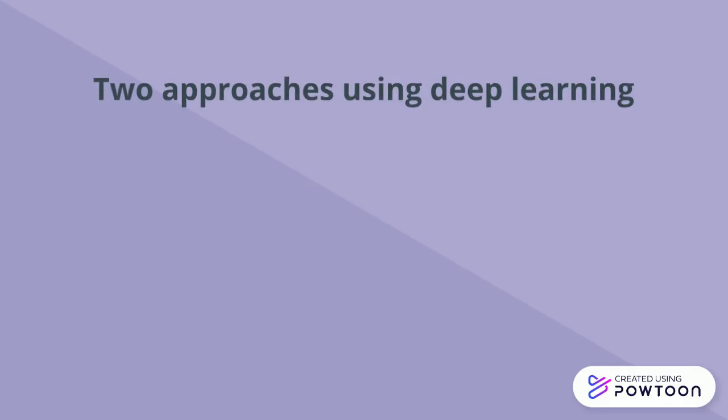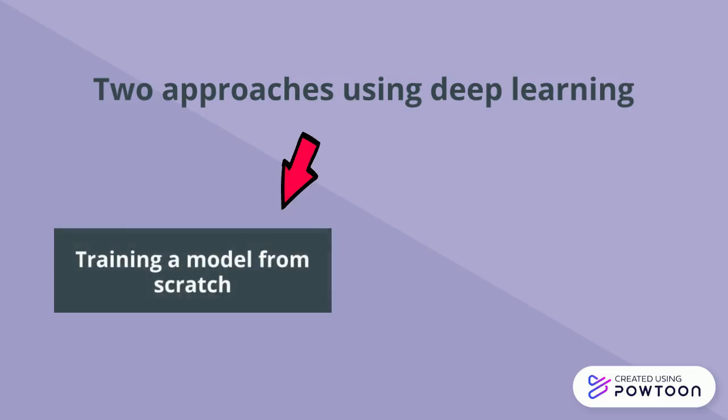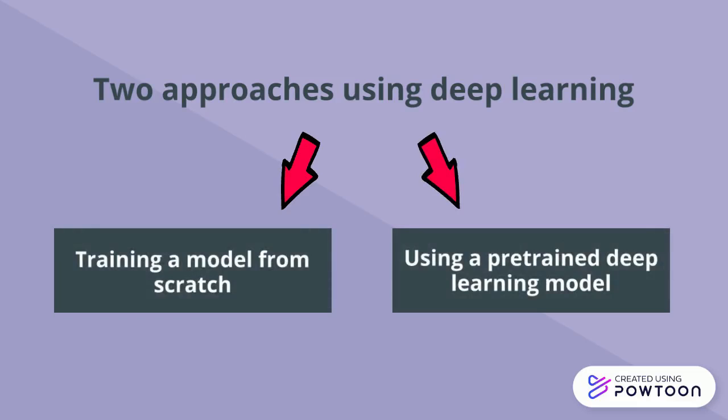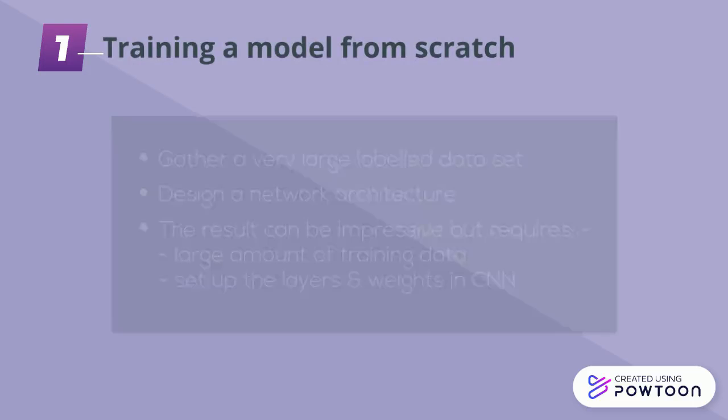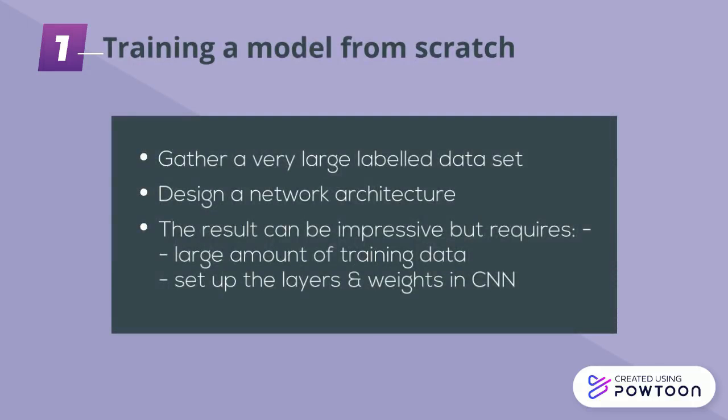Next are the two approaches to perform object recognition using deep learning. The first one is training a model from scratch, and the second one is using a pre-trained deep learning model. For training a model from scratch, first of all, you have to gather a very large dataset. And then you have to design a network architecture that will learn the features and build the model. The result can be impressive, but this approach requires a large amount of training data and many more.